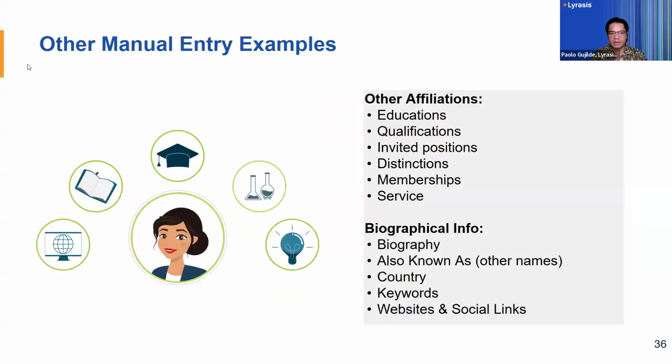On the next slide, we are going to show you the different areas where you can enter information manually in ORCID. So you have the education, qualifications, invited positions, distinctions, memberships, and service. You can also manually enter the biography, also known as, so those are the different names that you have used, country, keywords, and websites and social links, of course. So these are the areas where you can manually enter information.